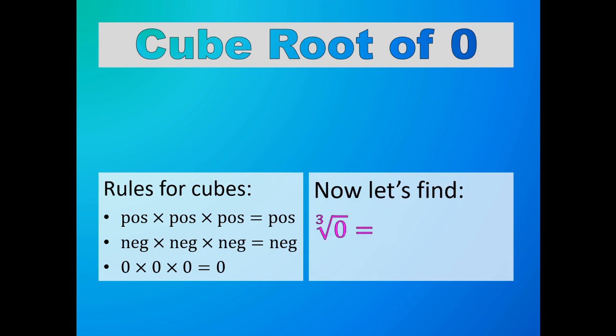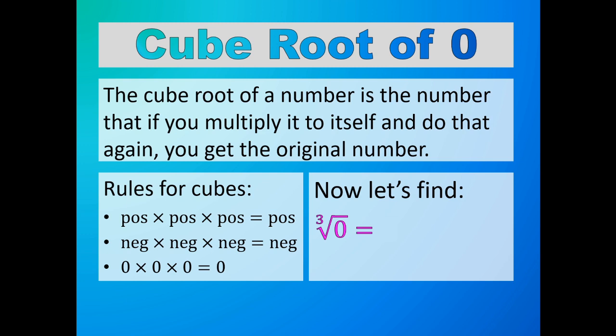Now let's find the cube root of 0. The cube root of a number is a number that if you multiply it to itself and do that again, you get the original number. So we can only use the last equation here, and so the cube root of 0 is equal to 0.